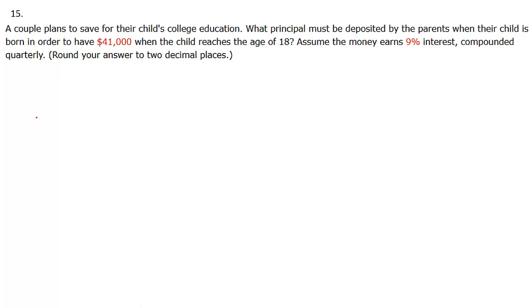What principal must be deposited by the parents when their child is born in order to have $41,000 when the child reaches the age of 18? Assume the money earns 9% interest compounded quarterly, and round your answer to 2 decimal places.